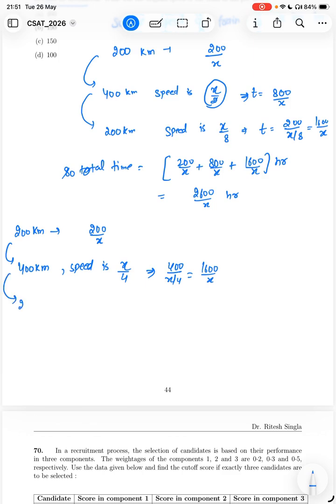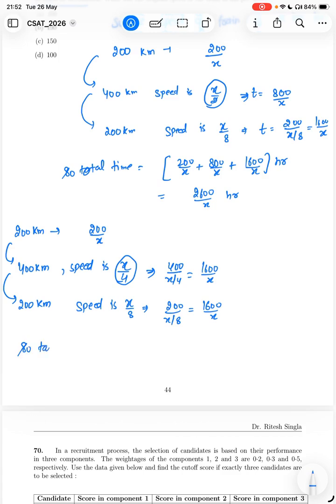And for the next 200 kilometers, speed is half of this, right? Because after 600 kilometers, there is an accident. So whatever was the speed at that particular time, it will reduce by half. So x upon 8, this implies 200 upon x upon 8, which is again 1600 upon x.